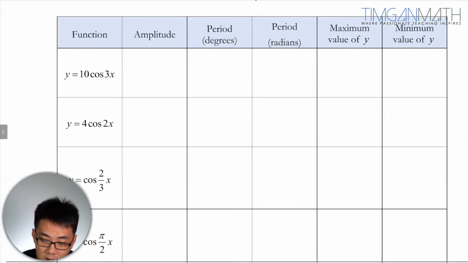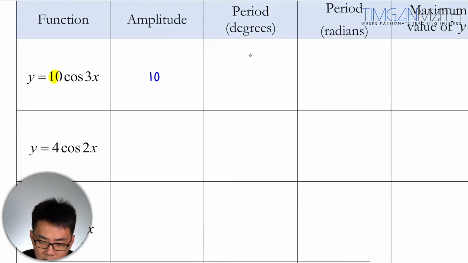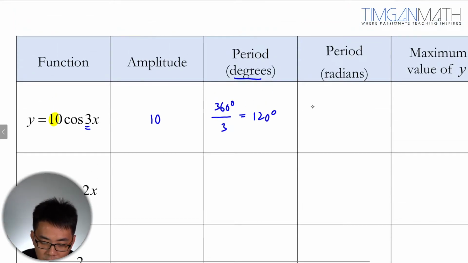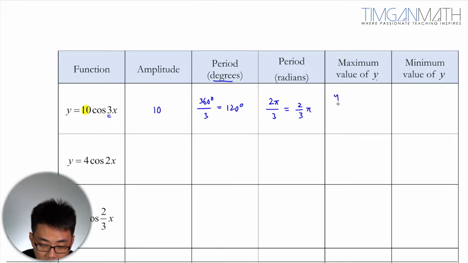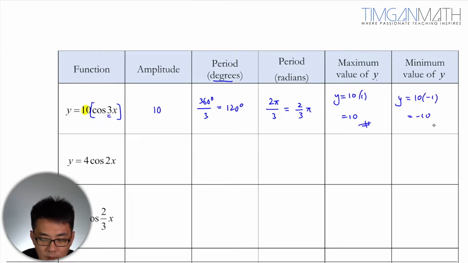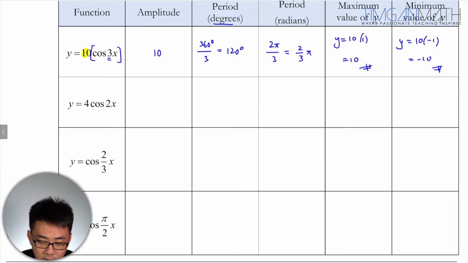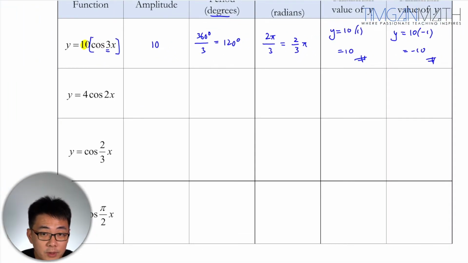So the amplitude, as usual, is 10. The period in degrees will be 360 divided by 3, so this is 120 degrees. The period in radians will be 2 pi divided by 3 as well, so this is 2/3 pi. The maximum value of y will be 10 times 1, so y equals 10. The minimum value of y will be 10 times minus 1, which is minus 10. Just quickly fill in the blanks here. Try filling it in yourself before we go on.